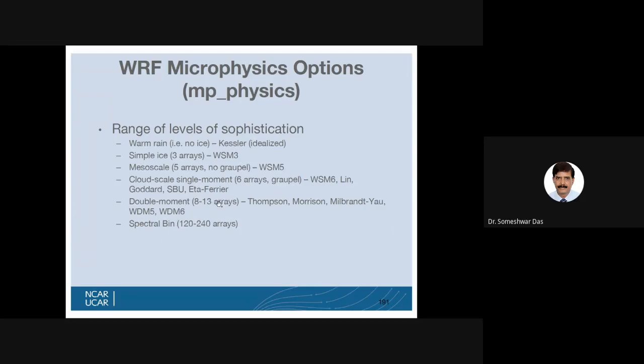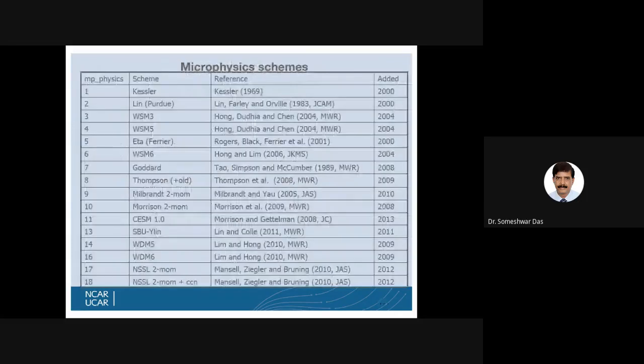Or sometimes we have even the spectral bin scheme types, which can categorize different species according to their sizes into different bins, and you can have so many bins, 120 to 150 array, so many types of parameters, their number concentration and their sizes. Okay, so each scheme has its own complexity, and these are the different options available for cloud microphysics, mp_physics options, starting from 1 to 3 up to 18.